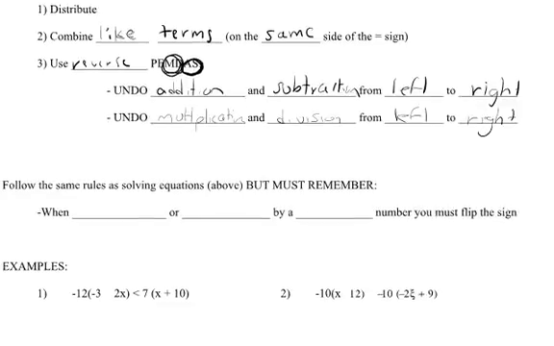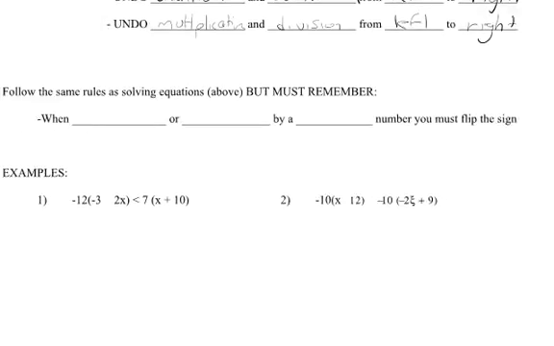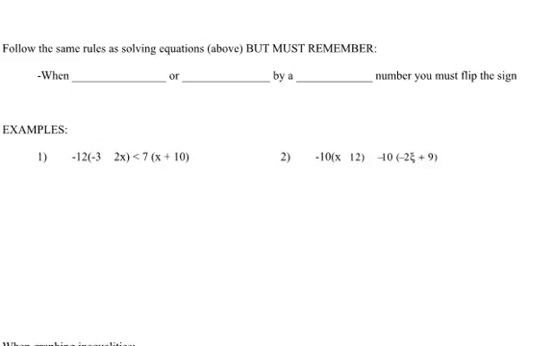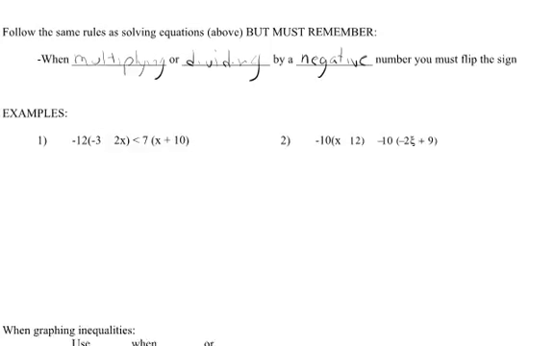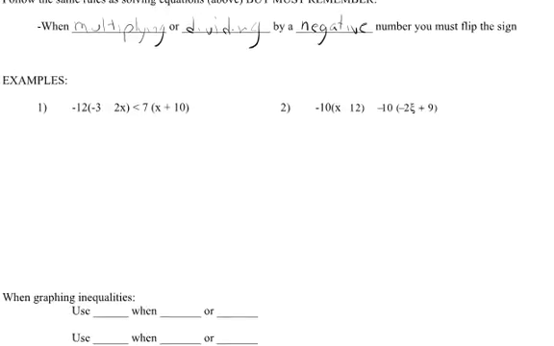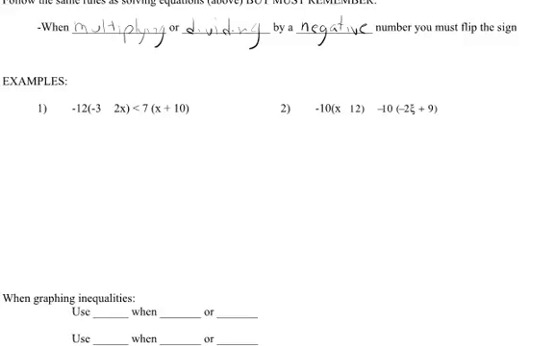Okay, when we're solving inequalities, we follow the same rules that we do when we're solving equations. But we also must remember that when multiplying or dividing by a negative number, you must flip the sign. Okay? So you do exactly the same thing except for the fact that you have to flip the sign when you're multiplying or dividing by a negative number. So let's try this.